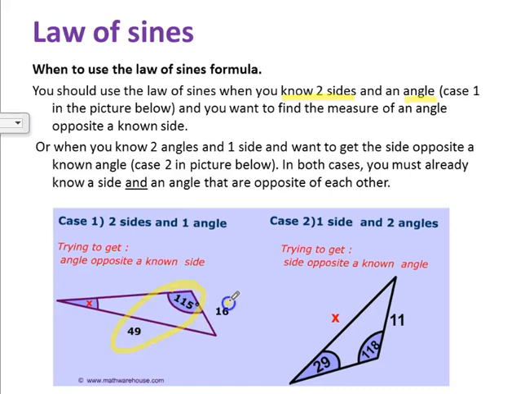And then if you've got a side and that side opposite, and you're trying to find the angle, you're going to use the law of sines. Vice versa, again, if you have a set of opposite angle and sides that are known, and then you're trying to find an unknown side opposite to a known angle, you're going to use the law of sines.